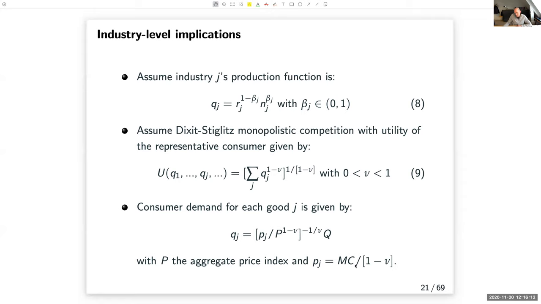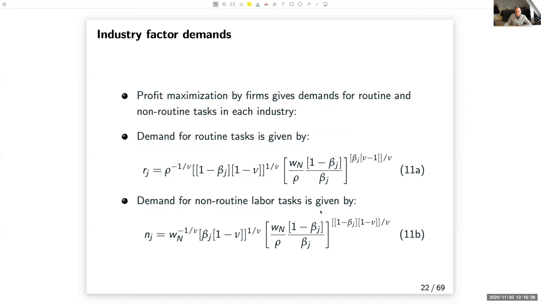which is just given by this expression here, where P is the aggregate price index and PJ is marginal costs over 1 minus mu. And because mu is some number between 0 and 1, prices are above marginal cost, so constant markup over marginal cost. So that's just standard Dixit-Stiglitz modeling of the technology and the product market. And from this, you can then derive the factor demands, the demand for routine tasks, the demand for non-routine tasks. I'm going to do that here. So you get these expressions.